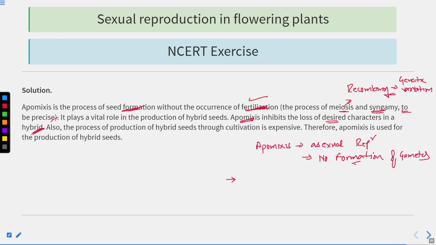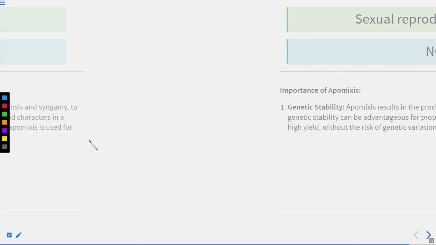No gametes are formed. There is no meiosis. There is no independent assortment of the genes as well as the chromosomes. So desired characters are maintained in apomixis. Clear? So you can write the desired characters are not lost, they are maintained in the hybrid. Now also the production of hybrid seeds through cultivation is very expensive. Therefore apomixis is used for the production of hybrid seeds also.